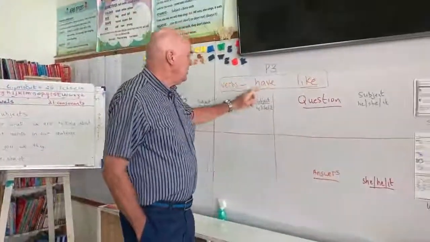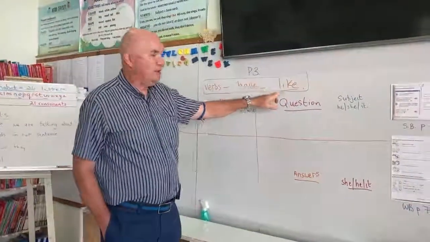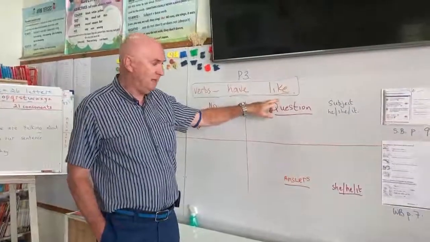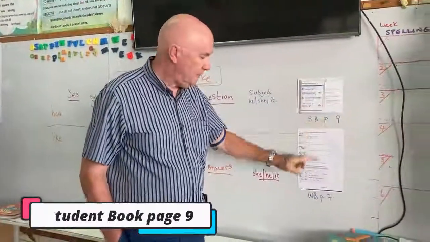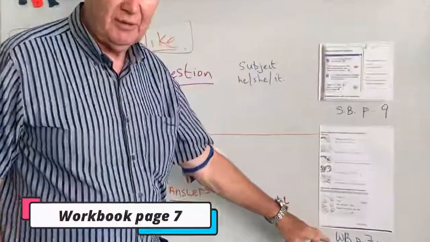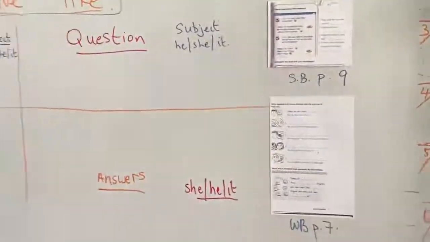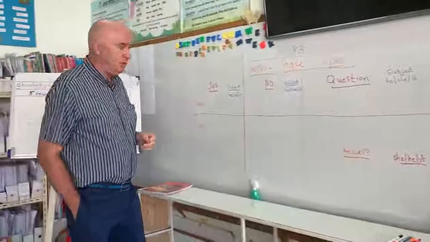Today we're going to look at two verbs, have and like, that we looked at last week. And we're going to be looking at student book page 9 and workbook page 7. But first of all, let's show you what you've got to do.